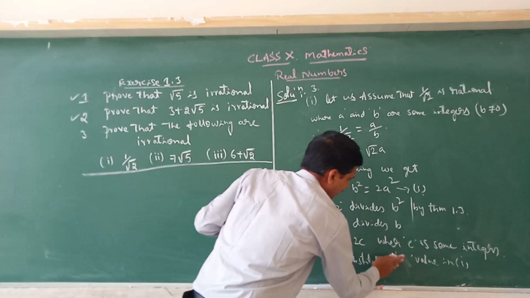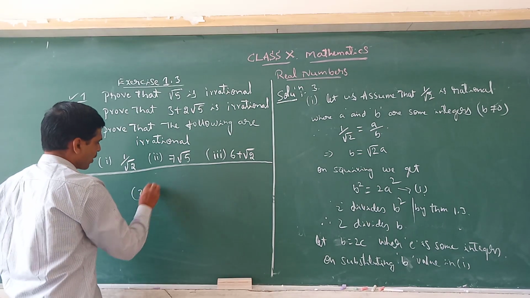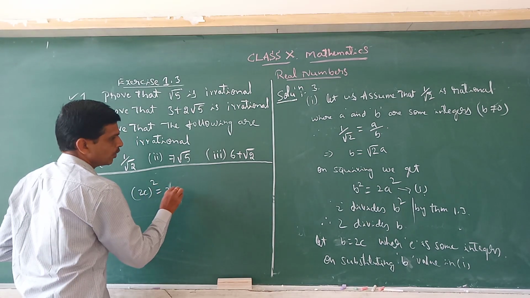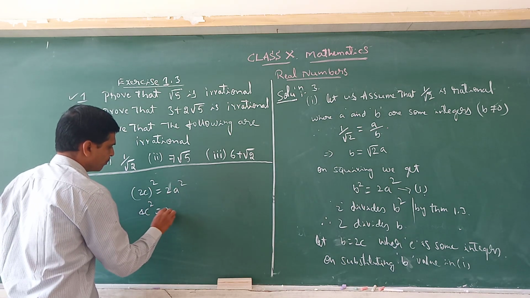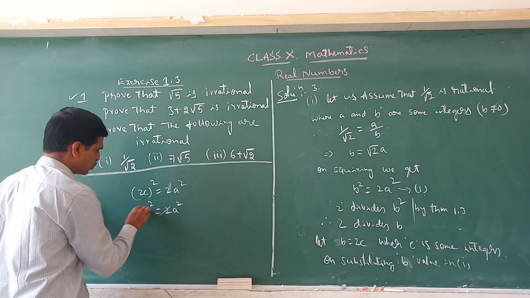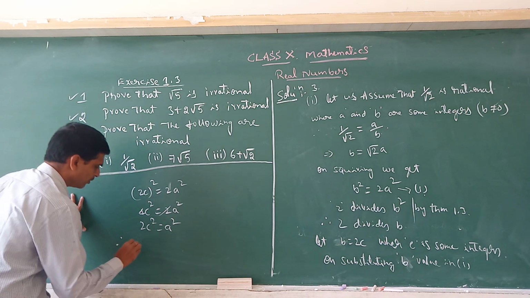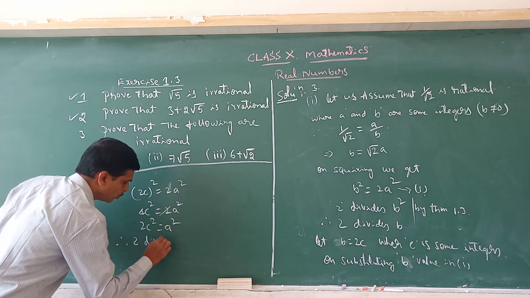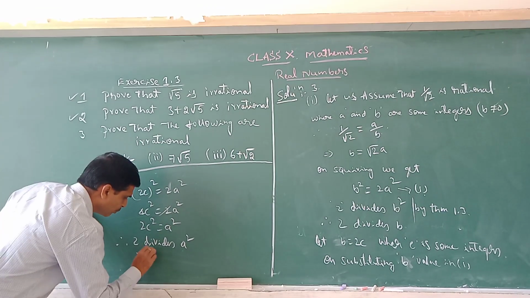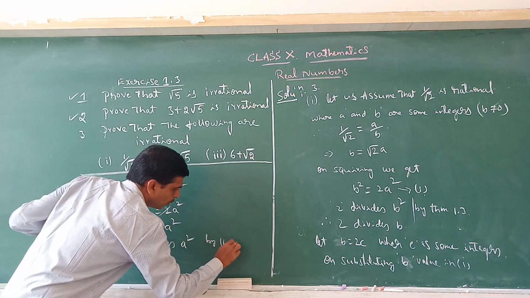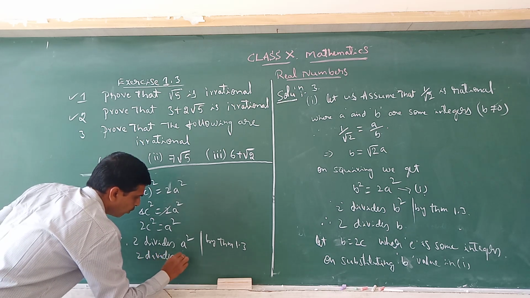Taking the b value, that is 2c square is equal to 2a square. So there it becomes 4c square is equal to 2a square. The 2 cancels: 2c square is equal to a square. Now automatically 2 divides a square. By theorem number 1.3, 2 divides a also.